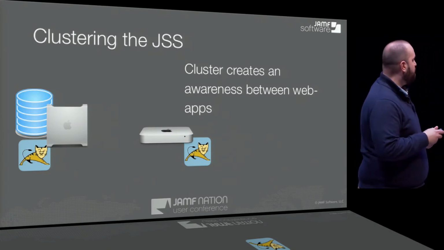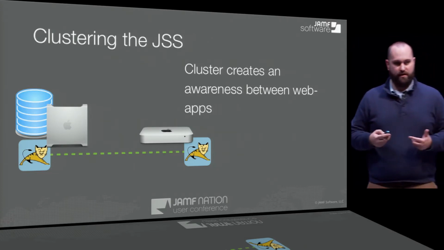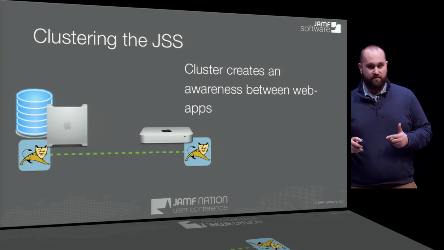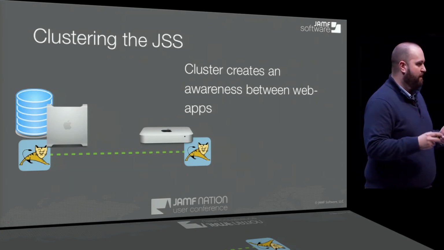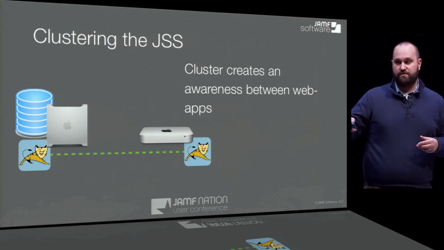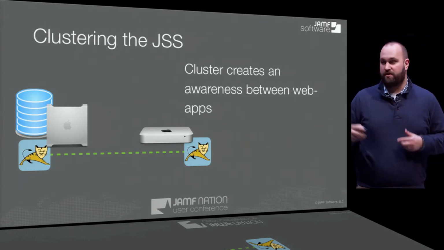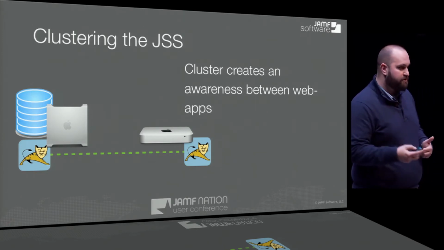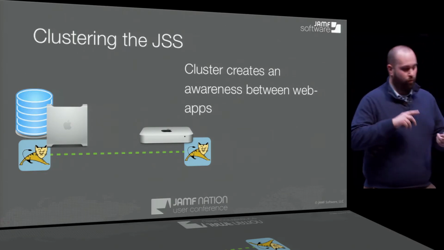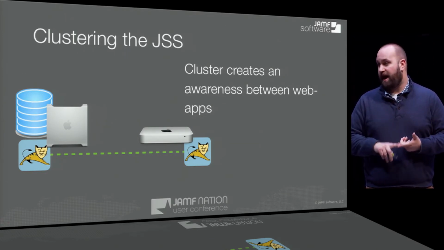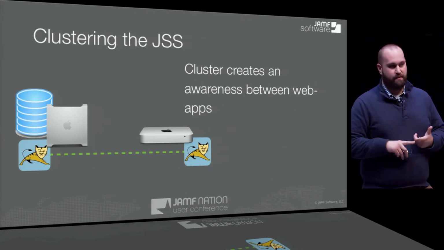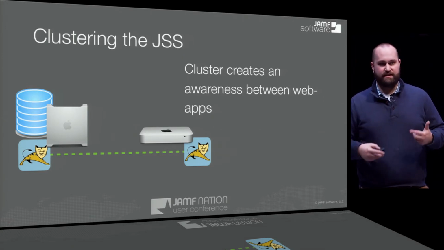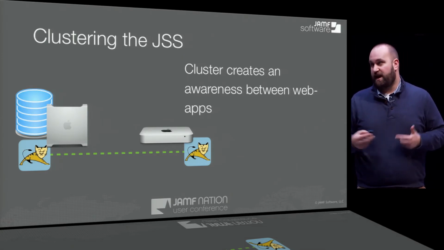So one of the big things we do with clustering is we basically establish an awareness. We used a green dotted line here. This is not a connection between the two of them. We're just establishing awareness. Essentially, we're saying, hey, web application sitting on the production JSS, there's a new kid in town, and this new kid in town is also going to be writing to this information. So we establish an awareness, and right away it's going to shorten the cache period. By default, the cache is only good for 60 seconds. So every 60 seconds, it's going to check against the MySQL database and ask, hey, were there any changes?